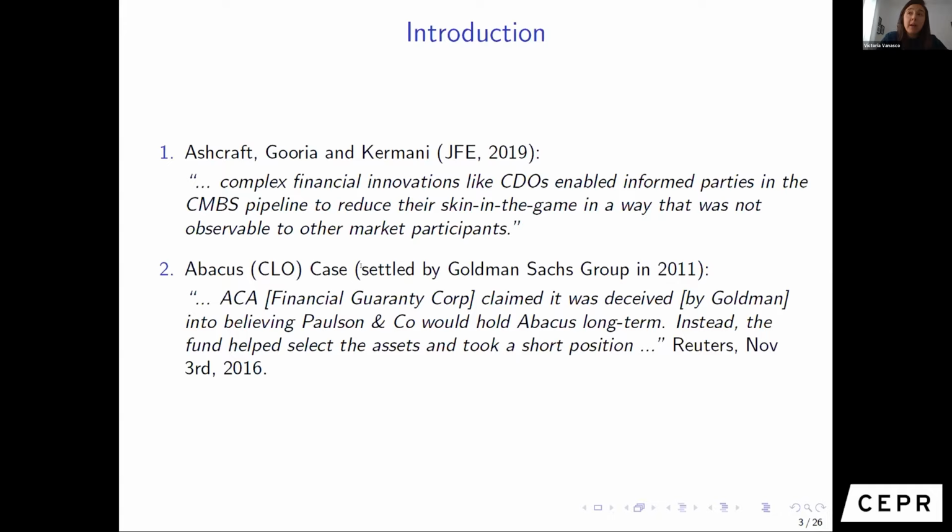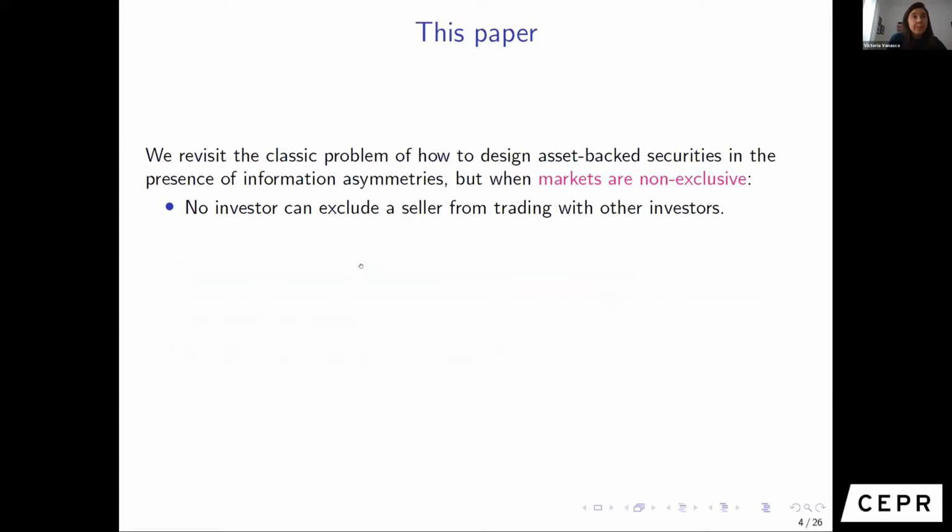There's also a famous case, the Abacus case, that was settled by Goldman in 2011. This case is complicated, but it has to do with the Financial Guarantee Corporation claiming that it had been deceived by Goldman into believing that Paulson & Co. would hold a particular security, let's say long-term, while instead it was helping select the assets and taking a short position. So while you thought your counterparty was long, your counterparty was actually shorting this position. These are just examples of situations in practice where it was hard for some investors to observe the risk their counterparties were absorbing on their balance sheets.